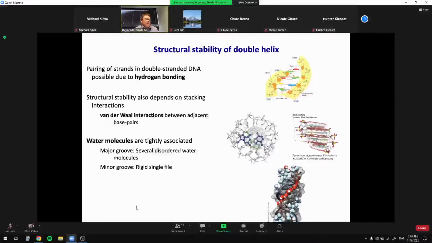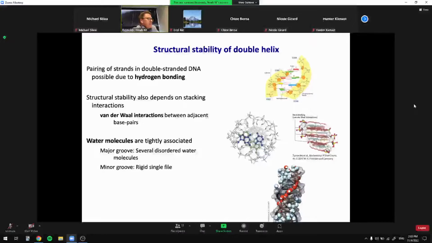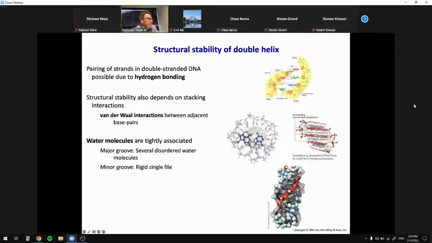And then also we talked about the hydrophobic effect. Water molecules are tightly associated with the helix, both in the major groove and in the minor groove. The real difference is in the major groove, where we have more space, and with those interactions we get lots of water. It's more disoriented or disordered. And then in the minor groove, we get a really rigid, single file of water molecules. But this is stabilizing that helix.